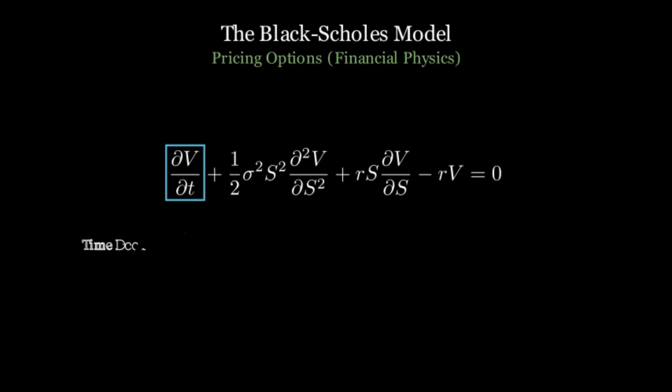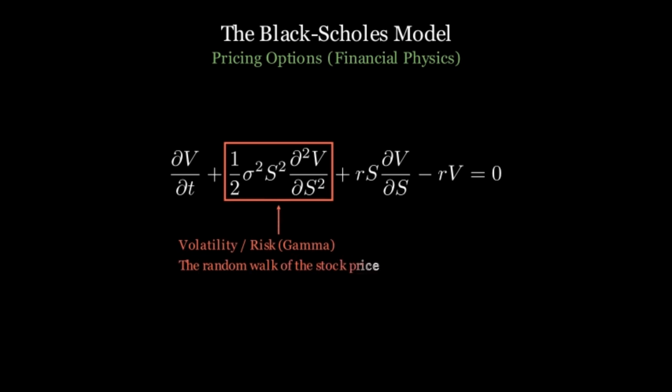The first one represents time decay, known in finance as theta. This partial derivative isolates time to calculate the exact rate at which an option loses its value, simply because the expiration date is approaching. The second term calculates the underlying risk. The second derivative measures the acceleration of the option's value relative to the stock's current price, combined with the volatility variable, sigma, this term mathematically accounts for the random, unpredictable fluctuations of the stock market.